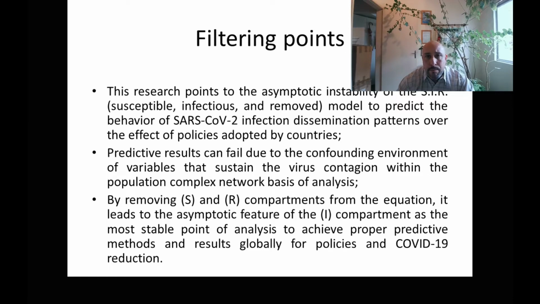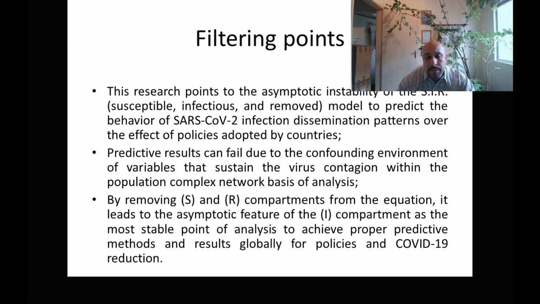One main problem about trying to track spreading patterns of the SARS-CoV-2 remains the confounding behavior of the infectivity around the world. And these predictive results can fail because of the virus contagion within the population; the aspect of the societies in convolutive aspect can sometimes create a complex network of variables.